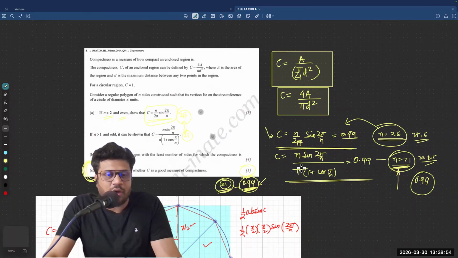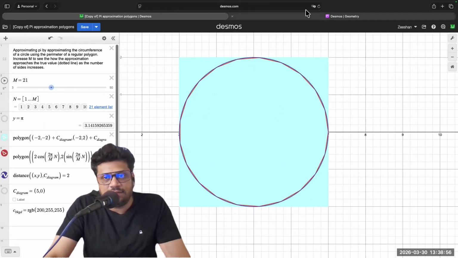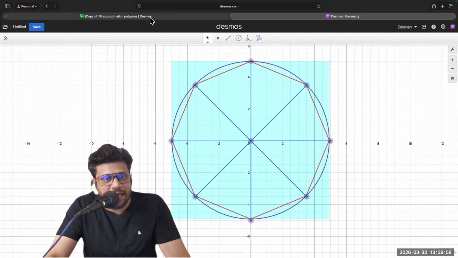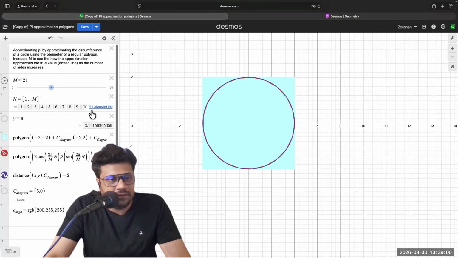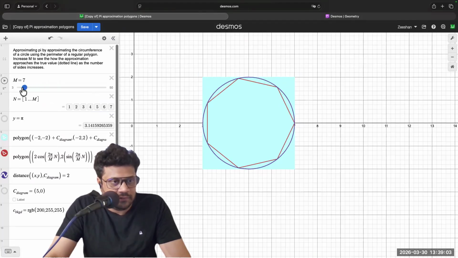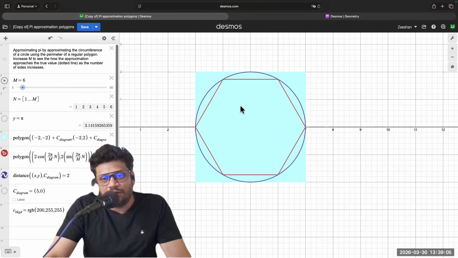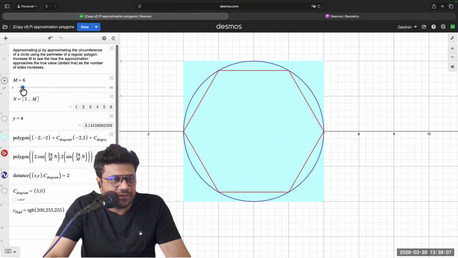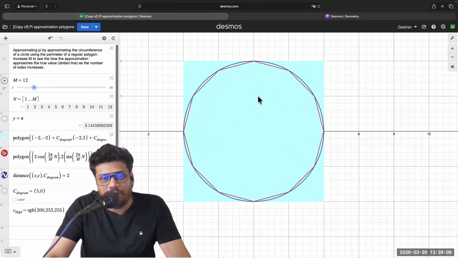Okay, so that was about compactness. A very nice shape here. So the compactness here would be about 80%. Here it will be about 90%. That's how it goes. That was the question.